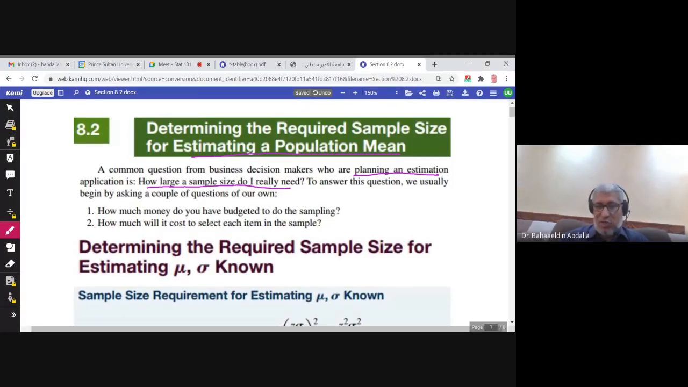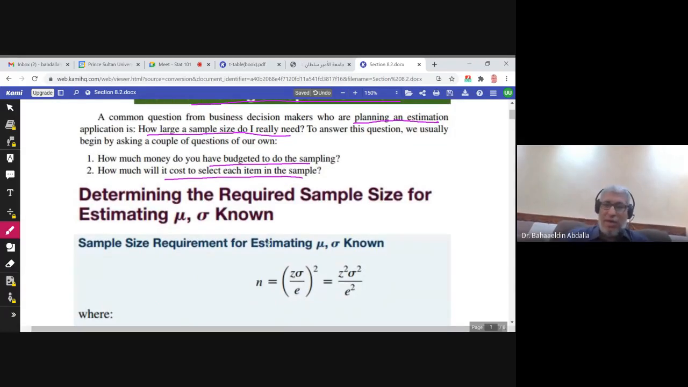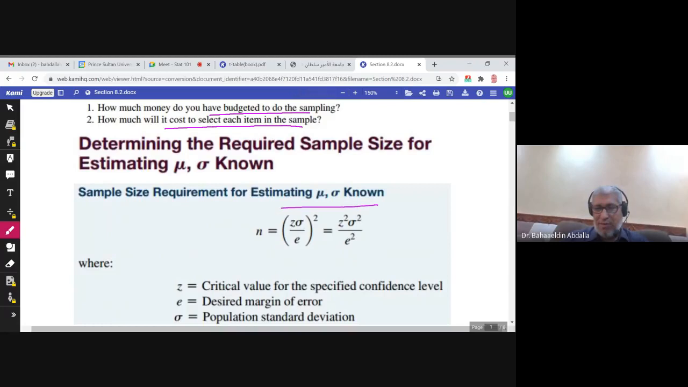To answer this question, we need to know how much money is the budget to do the sampling, and how much it will cost to select each item in the sample. The answer to these two questions will help us determine how large our sample is. But the minimum sample size required would be found by this formula.